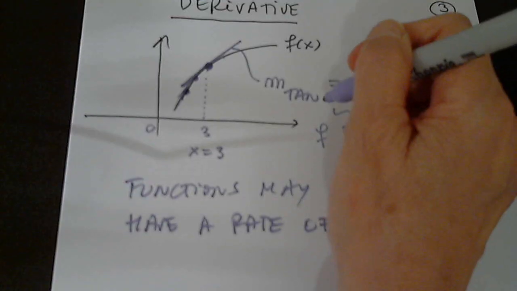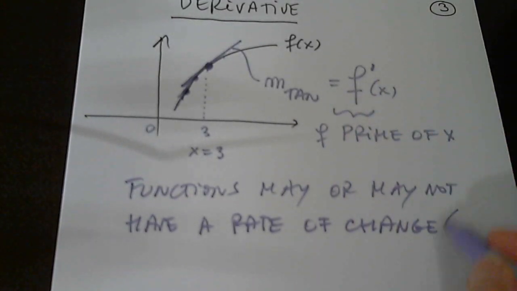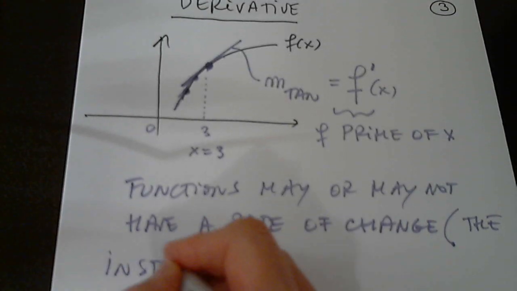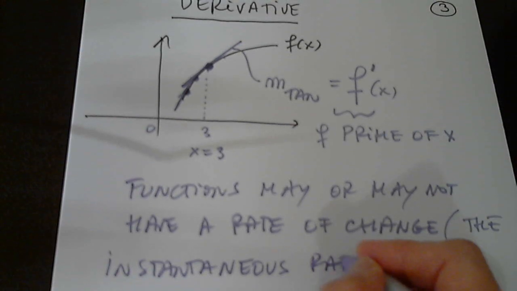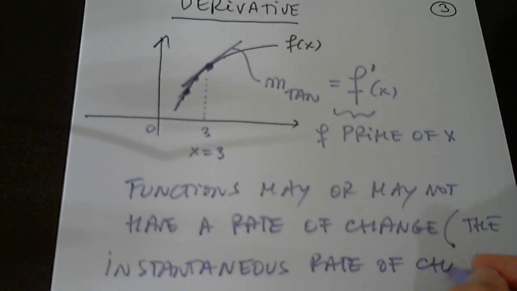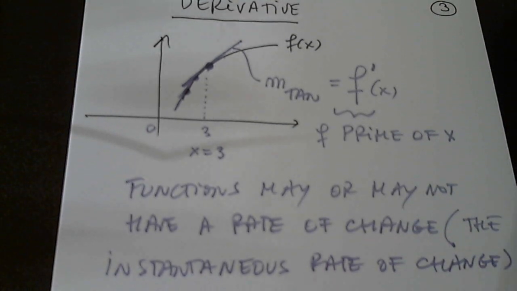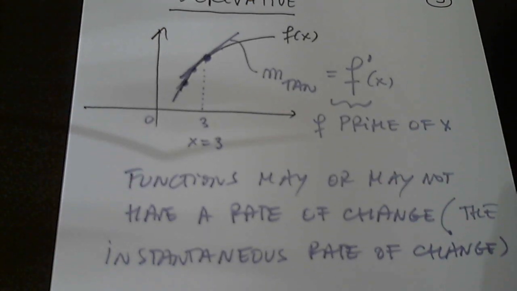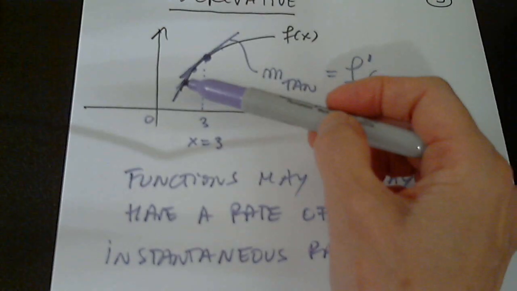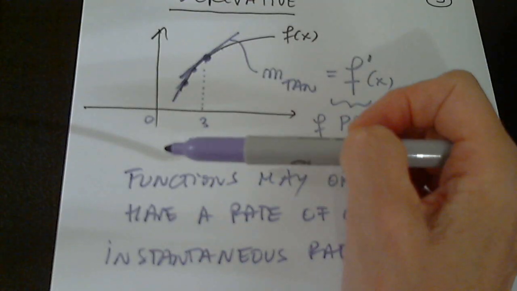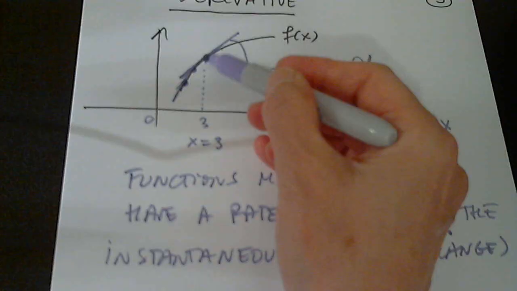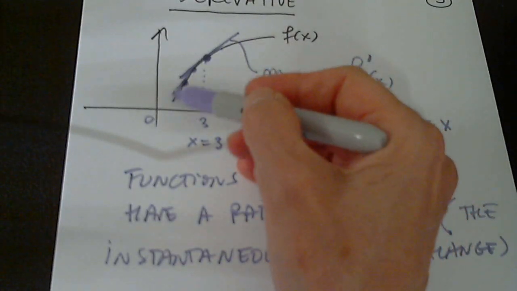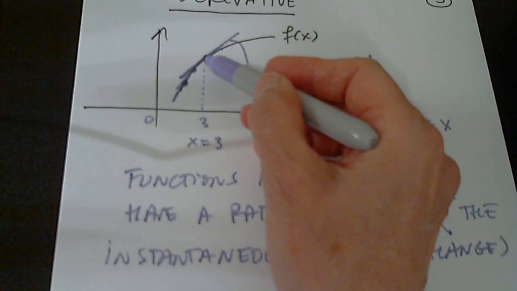So the slope of the tangent line is also, I'm going to put in parentheses actually, the instantaneous rate of change. Remember the example that we looked at a long time ago? I'm driving from Baltimore to New York, and you call me and you say, what is your speed right now? Well, I'm giving you the slope of the tangent line to the graph of the distance when you called me.